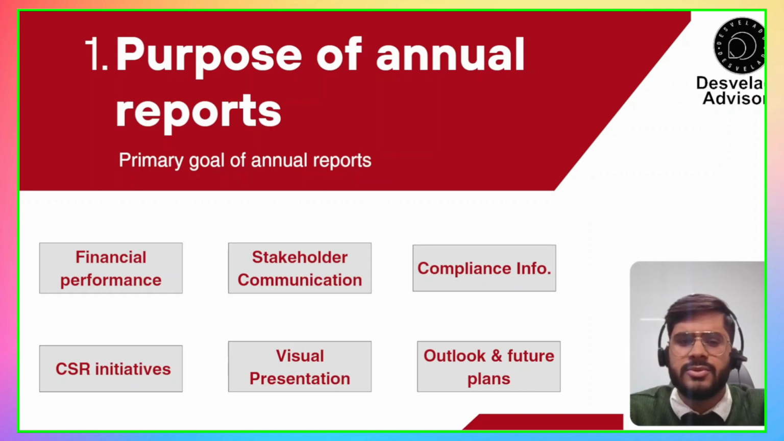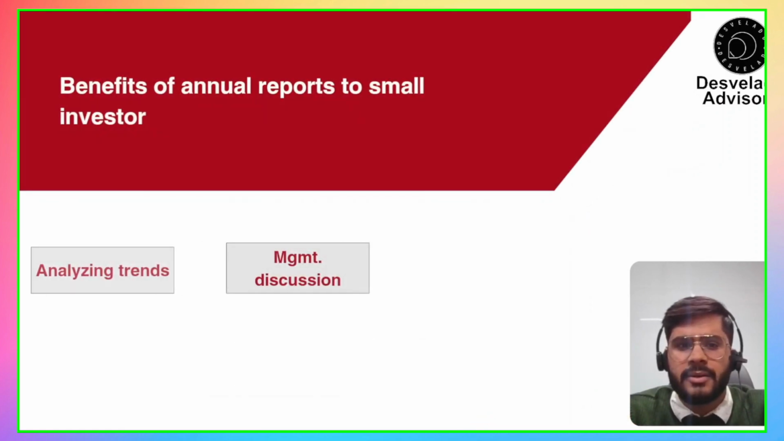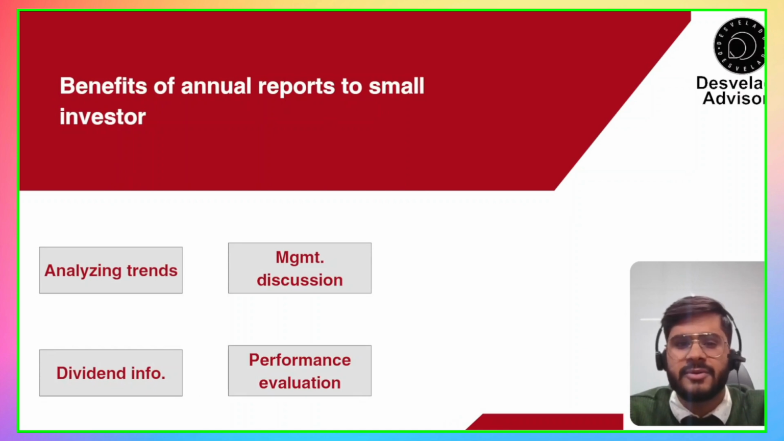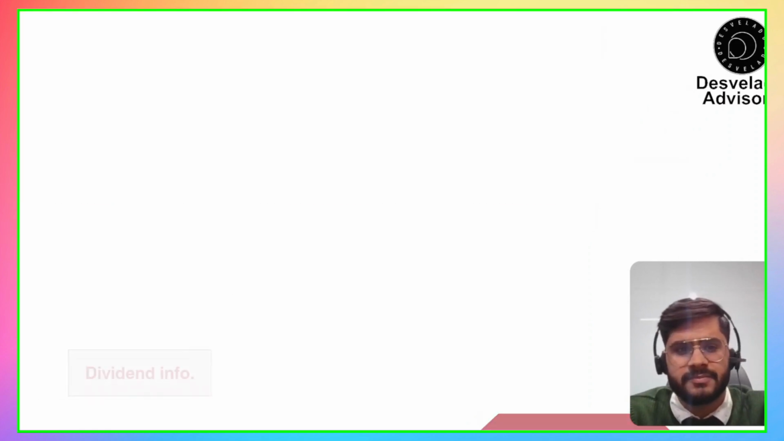The purpose is to check out the financial performance, stakeholder communication, compliance information, and various elements of the workings of the company. What they have done in the previous quarter or the previous period that the company is reporting for. Now we see the benefits for small investors. They have very large benefits. First, we can analyze the trends in various elements. We can see dividend information, performance evaluation for the previous period, and management discussion. And from these, we can find what the company will focus on, what they're trying to do, and how they performed in the past.